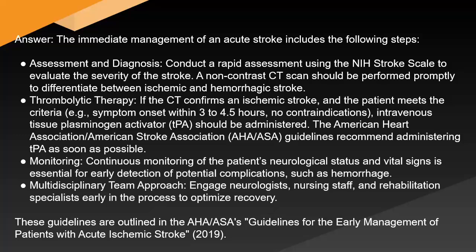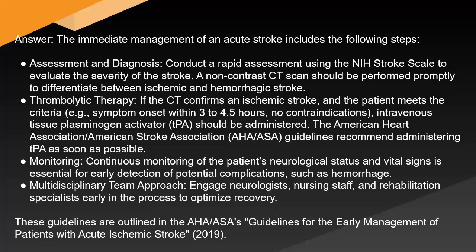Assessment and diagnosis. Conduct a rapid assessment using the NIH stroke scale to evaluate the severity of the stroke. A non-contrast CT scan should be performed promptly to differentiate between ischemic and hemorrhagic stroke. Thrombolytic therapy. If the CT confirms an ischemic stroke and the patient meets the criteria, e.g. symptom onset within 3 to 4.5 hours, no contraindications, intravenous tissue plasminogen activator (tPA) should be administered. The American Heart Association/American Stroke Association (AHA/ASA) guidelines recommend administering tPA as soon as possible.